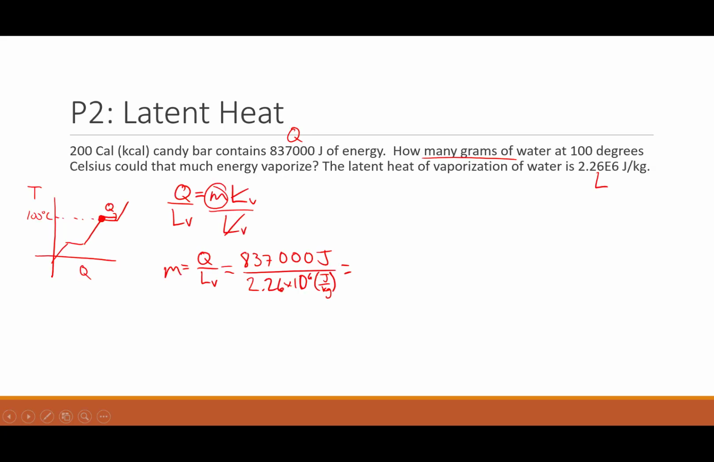Let's go back one. Plug that into a calculator. 837,000 divided by 2.26 gives me 0.370. But let's be careful about the units. Joules divided by joules per kilogram is going to give us units of kilograms. And this asks how many grams. Since there are 10 to the 3 grams in a kilogram, I just need to multiply by 10 to the 3. It's going to be 370 grams of water. It's equal to M.